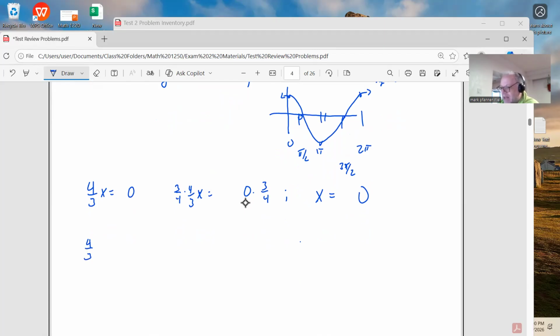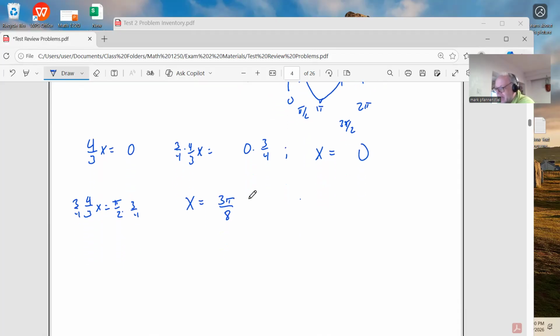We're going to have 4/3 x equals pi over 2. So we're going to go ahead and solve this for pi over 2. So again, we multiply both sides by 3/4, and we end up with x equals 3 pi over 8. All right. And then the next one is say 4/3 x is equal to pi, because that's the next value I'd like to get. So we're going to say x must be 3/4 pi. You just multiply both sides by 3/4, and that cancels out your 4/3. Now we have x is equal to 3/4 pi.